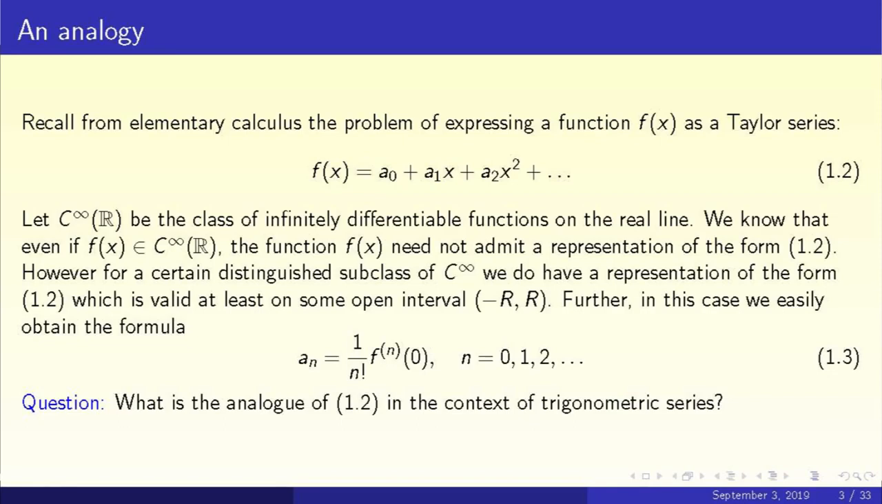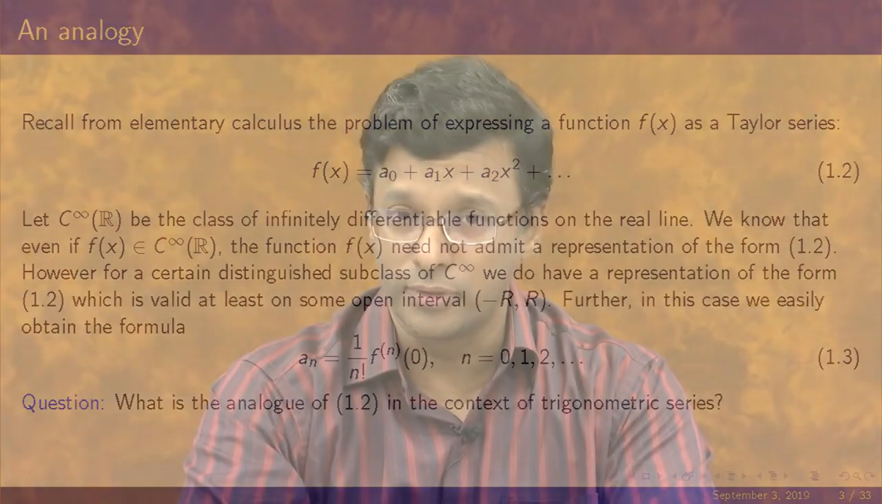I'll leave it to you to look for an example. So we must give ourselves more hypotheses. We must put more restrictions on f(x) in order for 1.2 to hold. And there is a certain distinguished subclass of C infinity functions for which the representation 1.2 holds. And for that distinguished subclass, the series 1.2 will converge on some open interval (-r, r).